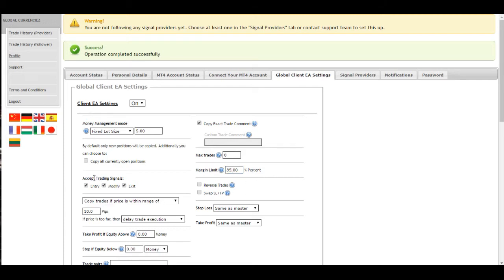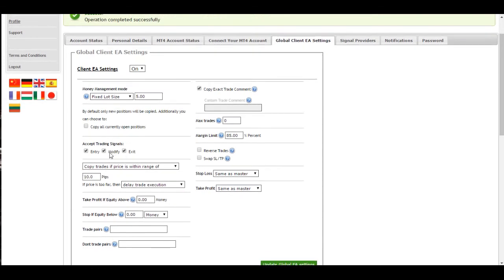All right. Accepting trade signals. All these have to be selected because if we modify a trade, you're going to want yours to be modified. If we decide to exit a trade, then you want to exit when we exit. So you want to have all these selected.